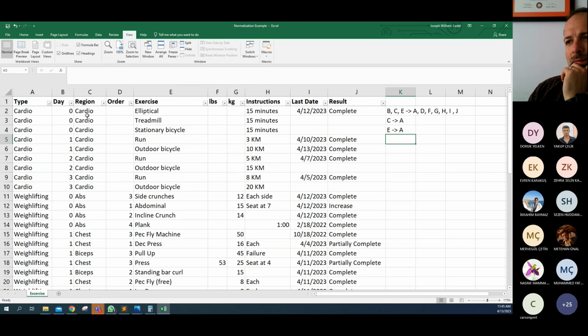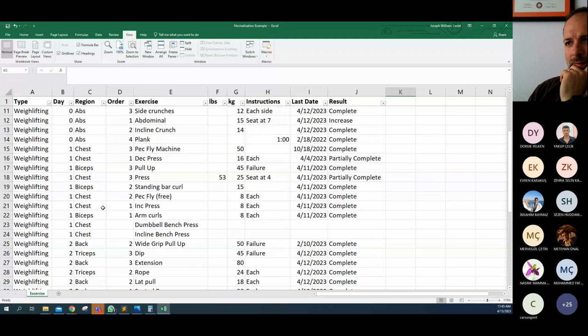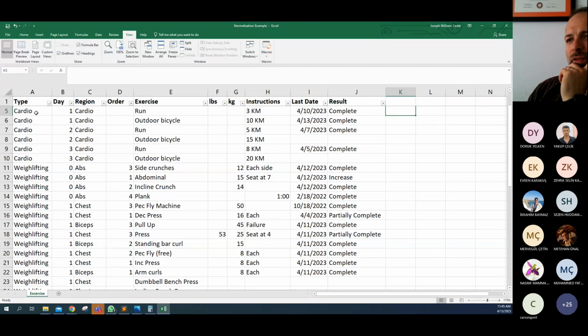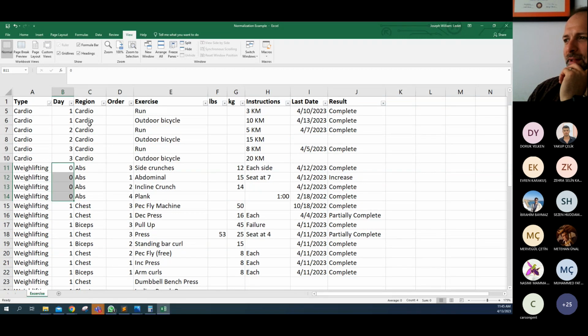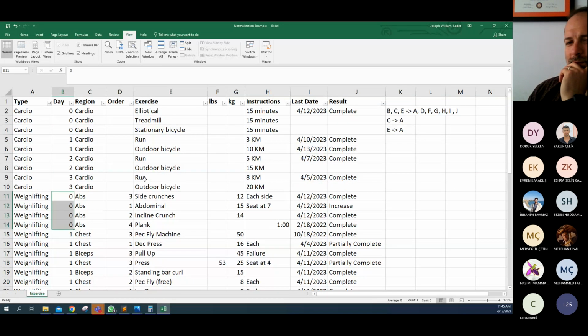See, I did something wrong. I see what I did here. If it weren't for this cardio stuff, if I only had my weightlifting stuff, then we could say C determines B, couldn't we? Ah, but I added that cardio stuff. B, D, and C determine A.